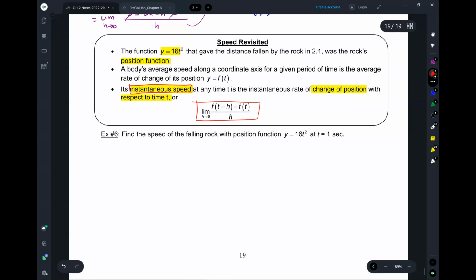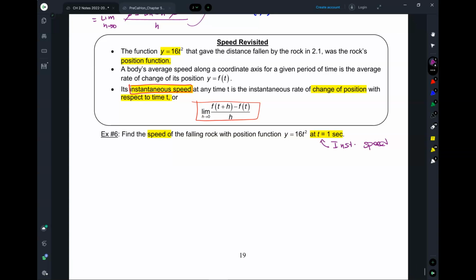Okay? So now look at this here. You're asked to find the speed of a falling rock at t equals 1 second. Okay? You're not asked to find average speed. It's speed at a specific point. This is instantaneous speed. Okay? So we're going to use that formula.